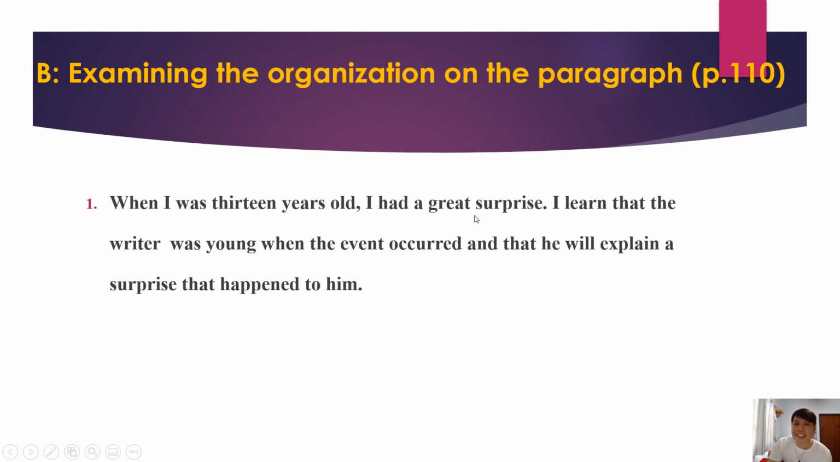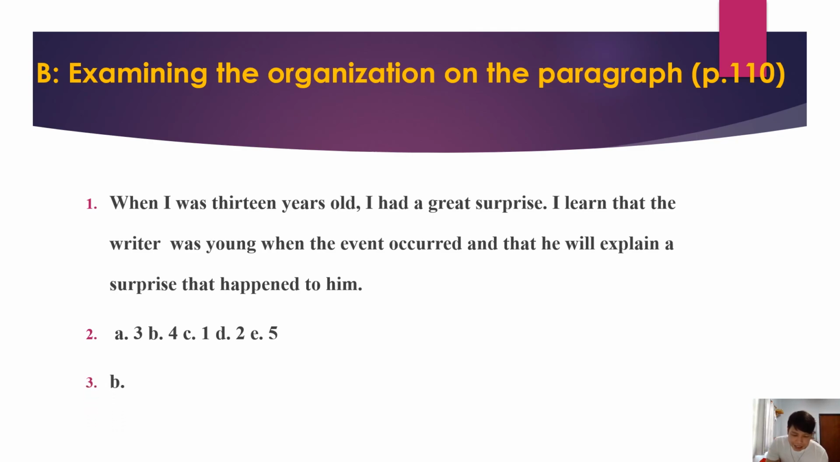So from this topic sentence you can predict the information in the supporting details: he is going to tell you about the surprise when he was 13 years old. Number 2: read the following events from the story and number them in the order in which they occur. Just arrange which situation comes first, which comes next.